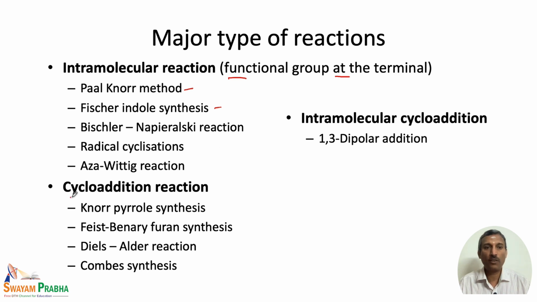And the next major type is the cycloaddition reactions. Here some examples include Knorr pyrrole synthesis, Feist-Benary furan synthesis, Diels-Alder reactions, Combes synthesis, etc. And the combination of these two, that is the intramolecular cycloaddition reactions, are also used for the preparation of heterocycles. One such example is 1,3-dipolar addition. So, these are all the major types of reactions by which heterocycles can be prepared.